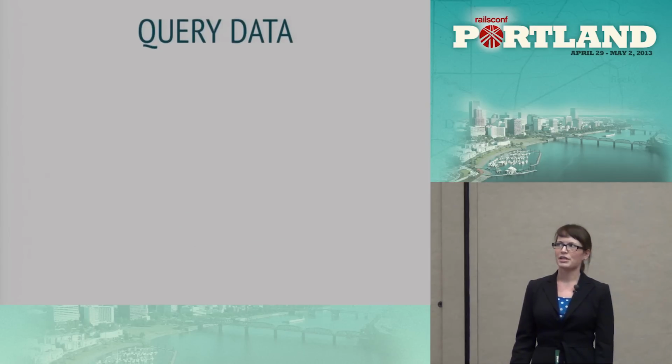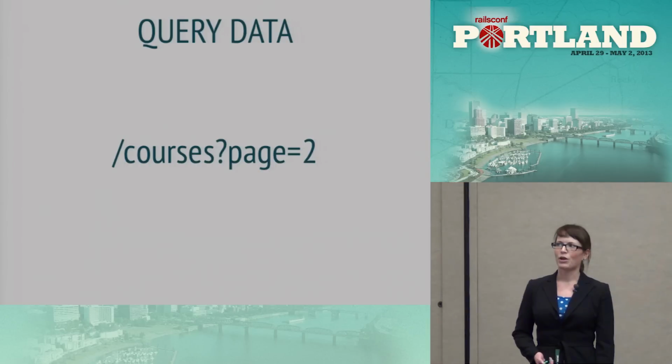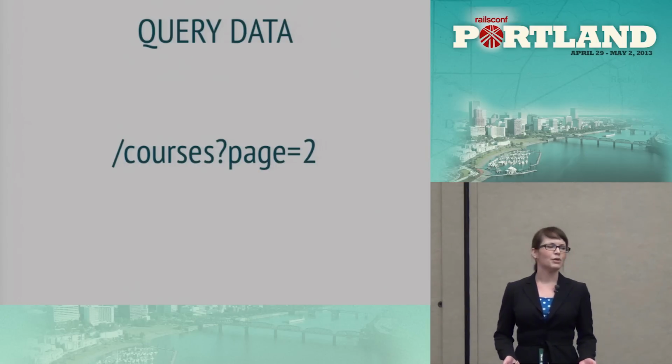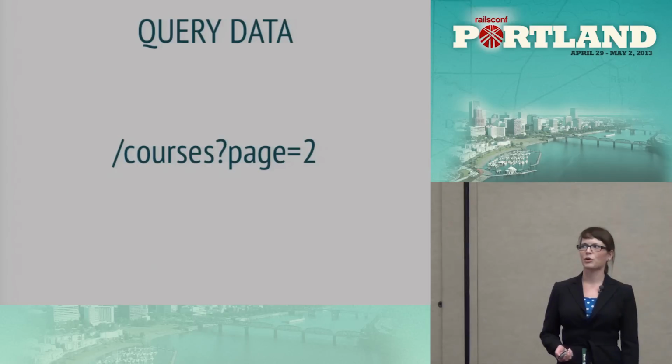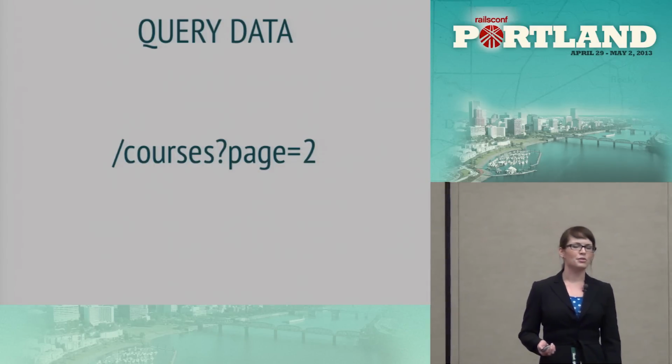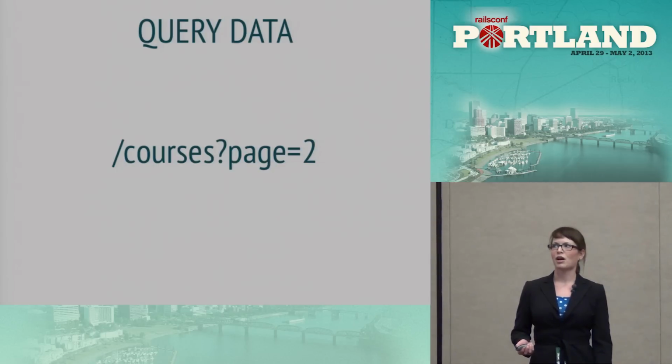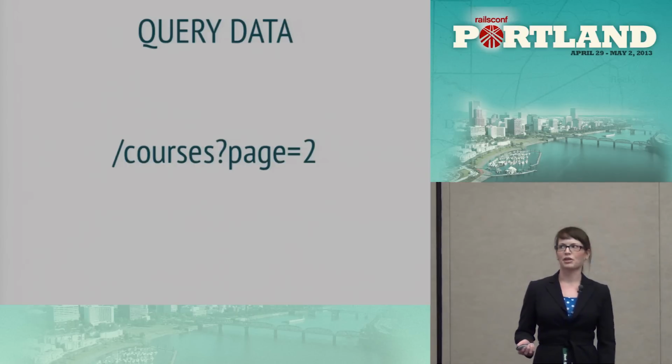We also have query data. We don't have this in our example, but we could if we were to append some parameters to the URL. For instance, if we were to append page=2, this would tell our application that we're looking for something that responds to that page parameter. Maybe if we're using pagination, this would tell the application to return the page 2 set of results.